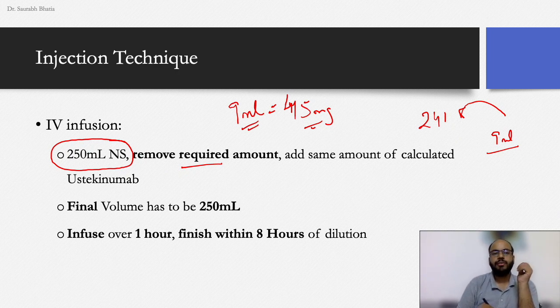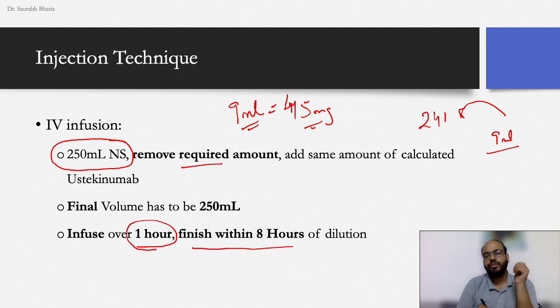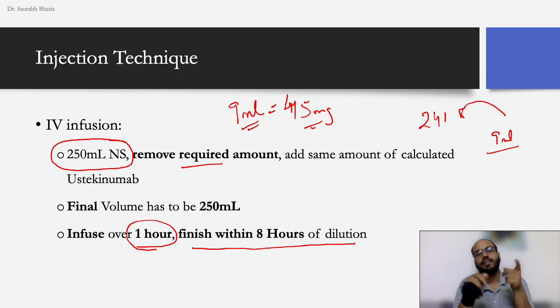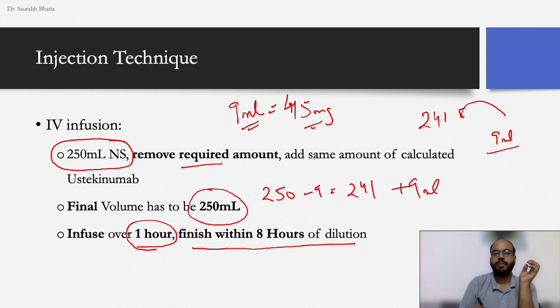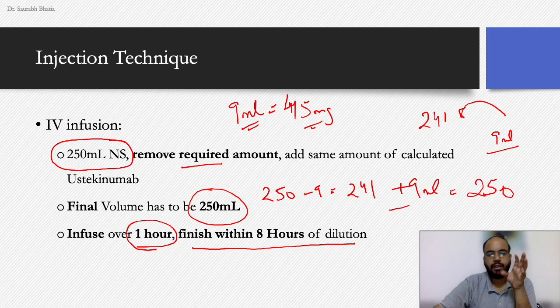The IV infusion has to be infused over 1 hour, and the whole infusion should be finished within 8 hours of dilution. Clear? So the maximum time it can be stored after dilution is 7 hours, plus 1 hour for the infusion. So within 8 hours after dilution it has to be finished. The final volume has to be 250, because 250 minus 9 is 241, then you add 9 ml of ustekinumab to make it a total of 250. Clear? This is how to give an IV infusion of ustekinumab.